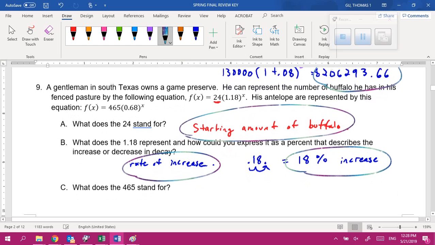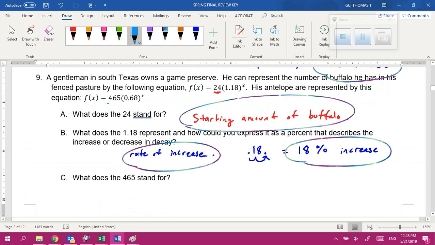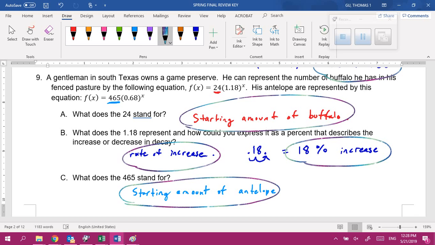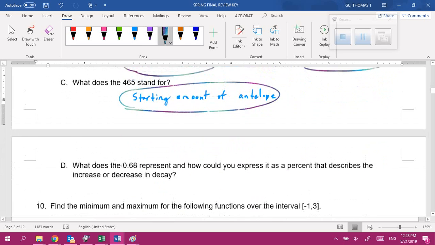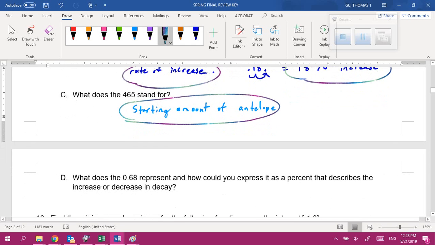Okay, and then what does 465 stand for? That's right, the starting amount of antelope. And then what does the 0.68 represent? The rate of decrease, right?